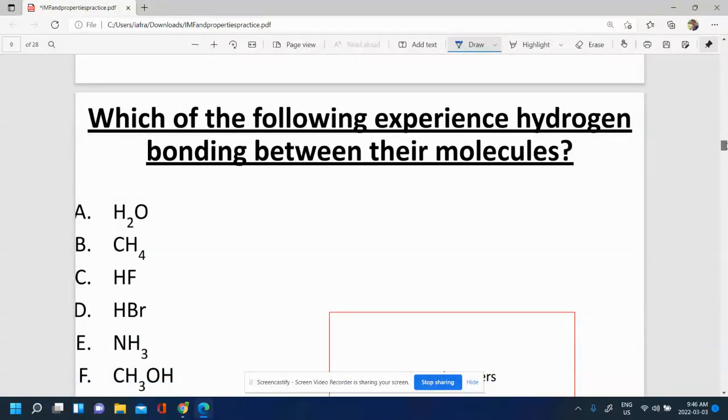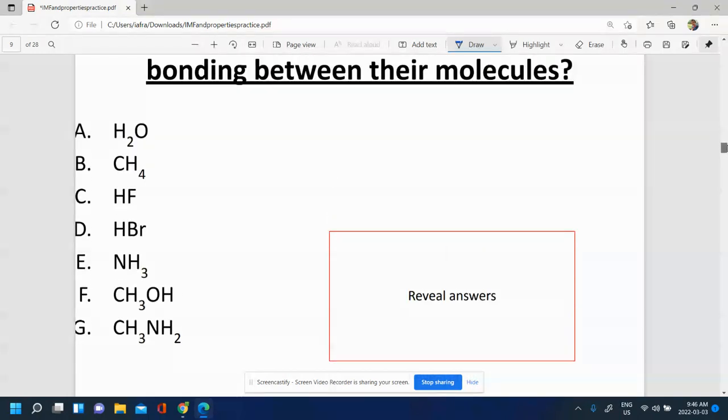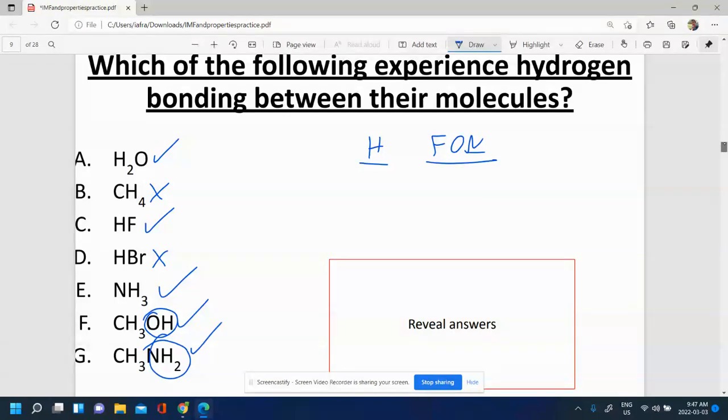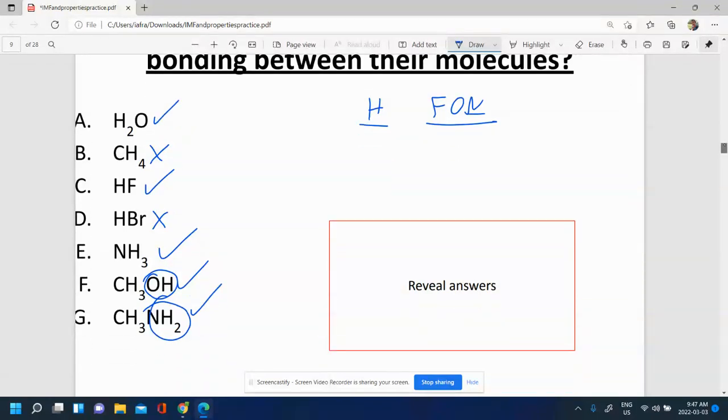Which of the following experience hydrogen bonding between their molecules? It's really about identifying those special groups, the OH, NH, and HF groups. H2O, we know, has that, so there's hydrogen bonding. CH4 does not. HF has that. Great. HBr, there's no H bonded to anything special, so no. NH3, yes, H with N. CH3OH, OH right there, yes, hydrogen bonding. And then CH3NH2, NH group right there, so hydrogen bonding. You'll become quick at identifying these molecules, and you want to pick up tricks like that as you go.